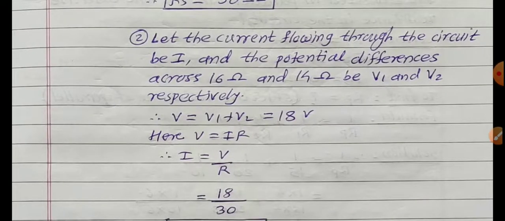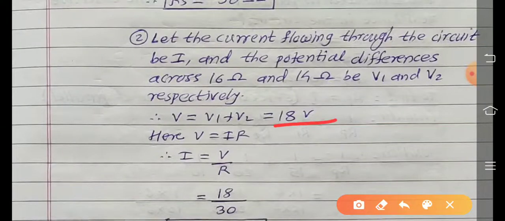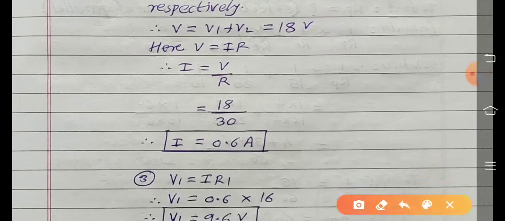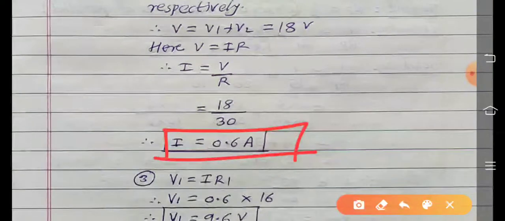Therefore, the voltage V, which is V1 plus V2, is 18 volt as given in our question. So V is equal to IR. By using this Ohm's law equation, I is equal to V upon R. Substitute the values: 18 upon 30. We get the answer in decimal form. So the same current flows through the circuit: 0.6 ampere.